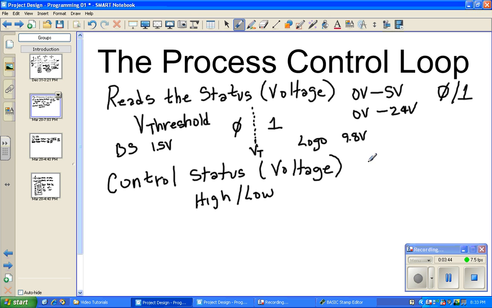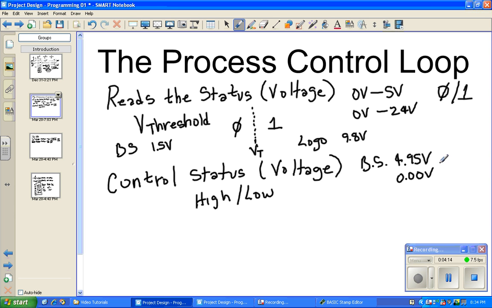After some experimenting, I've discovered that for the Basic Stamp, the high voltage is about 4.95 volts when there's nothing connected to it, and the low voltage is about 0 volts when there's nothing connected. Of course, these two numbers will change if I add a load, such as an LED or some other component that takes some current from the microcontroller.